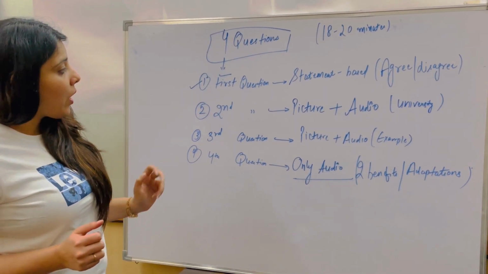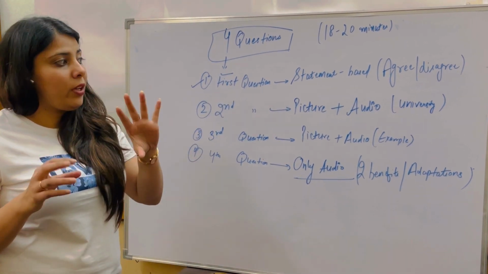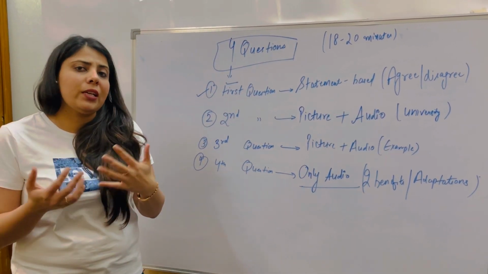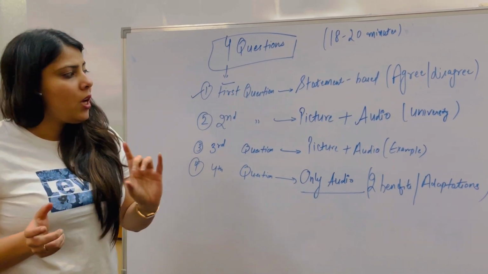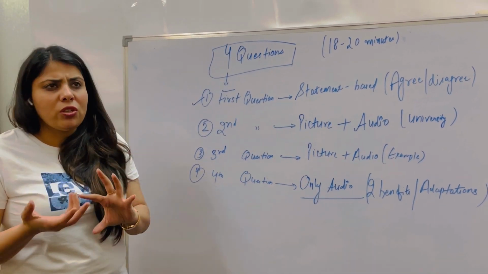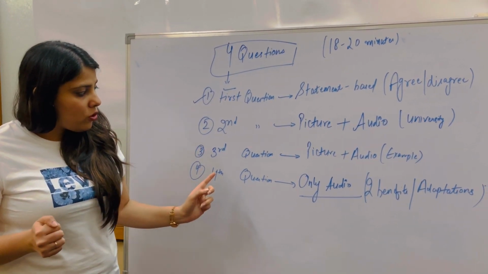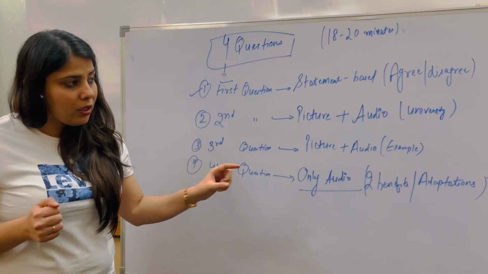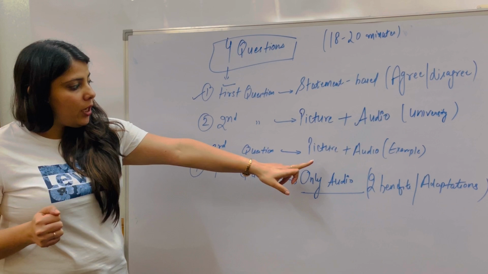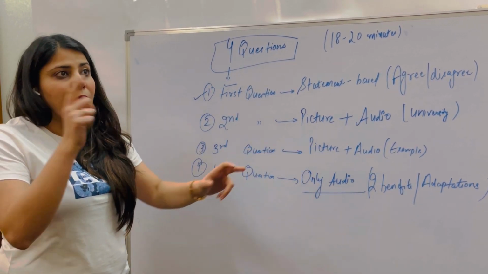with the idea. In the second question, it's a mixture of a picture followed by an audio. Generally, the second question is about university or something related to your academics, and it is going to be some changes in your university or something like this. Then the third question, in which there's going to be a picture again and an audio, but the difference in second and third is, in the third one, the picture is followed by an audio, which is the example of what you read.